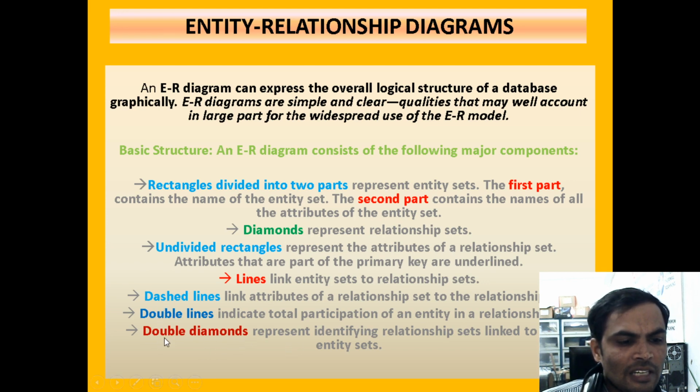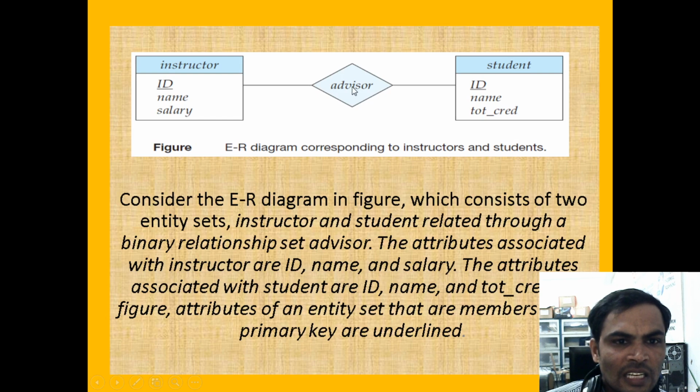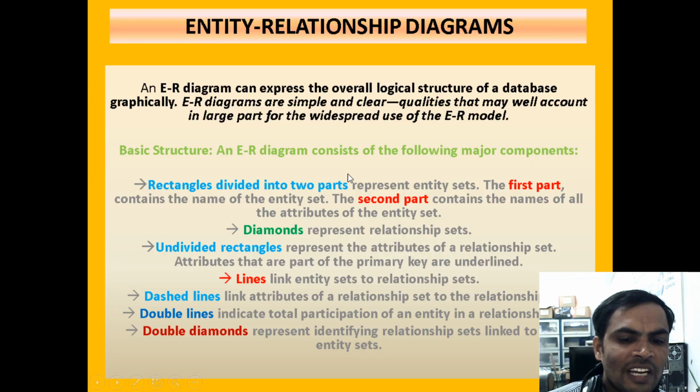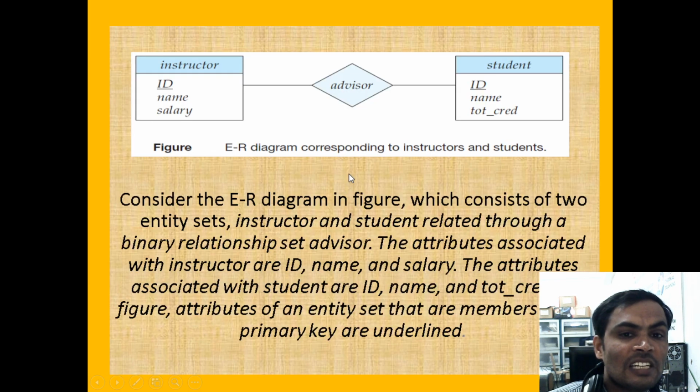Double diamond. The double diamond is used for the weak entity set. A single diamond is used normally, but a double diamond means one more diamond symbol is there, representing a weak entity. The relationship set is linked with the weak entity set. Under the weak entity set, if the attributes do not define any primary key, then we consider it a weak entity set.